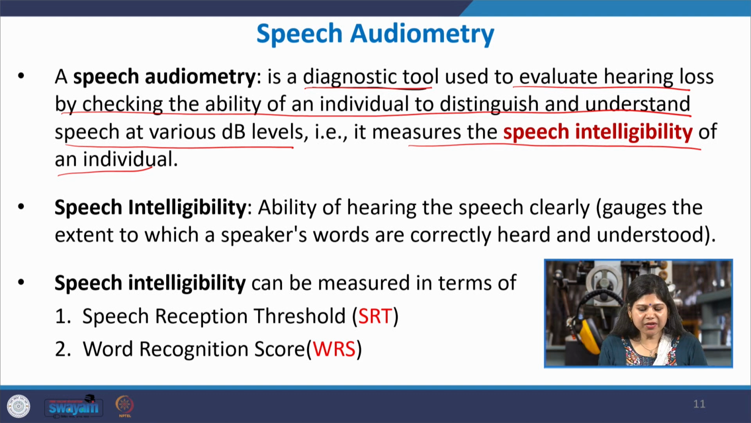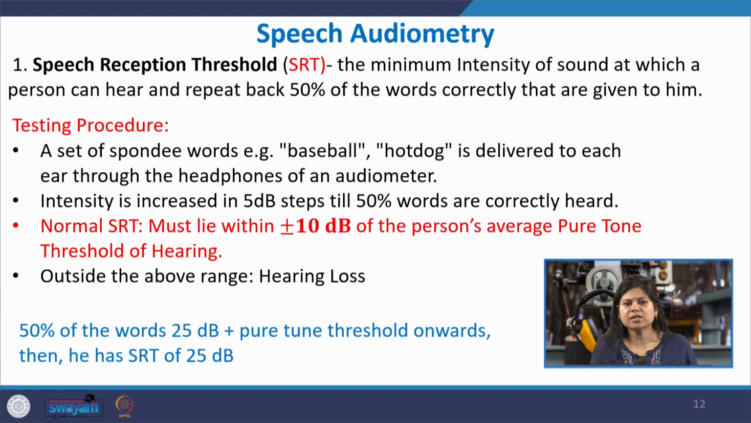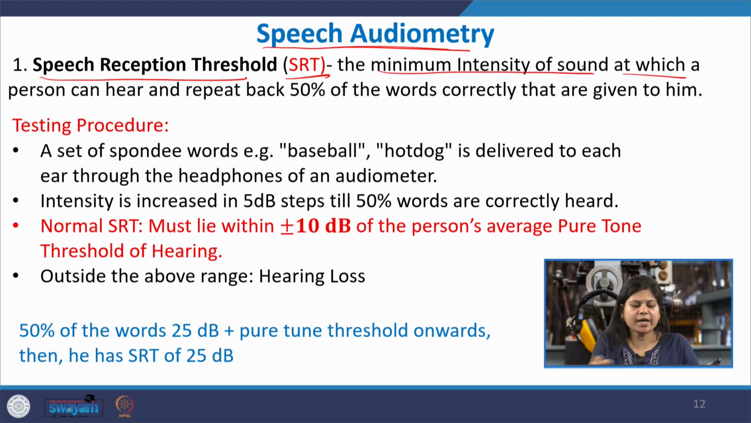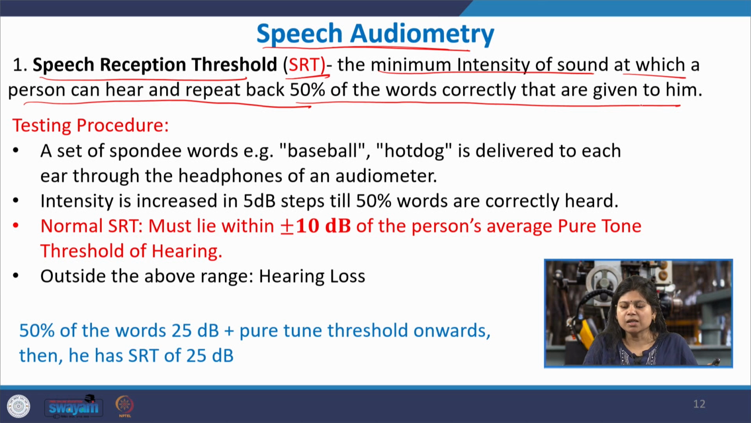It can be measured in terms of the speech reception threshold and the word recognition score, SRT and WRS. The very first measure for measuring the speech intelligibility through speech audiometry is the speech reception threshold, which is the SRT. That is the first measure. So, what is this SRT? It is the minimum intensity of sound at which a person can hear and repeat back 50% of the words that are correctly given to him.